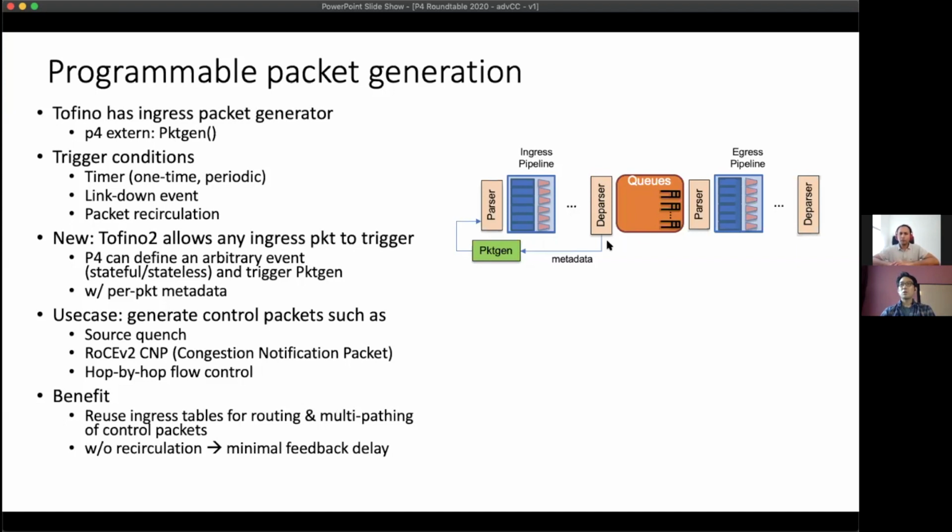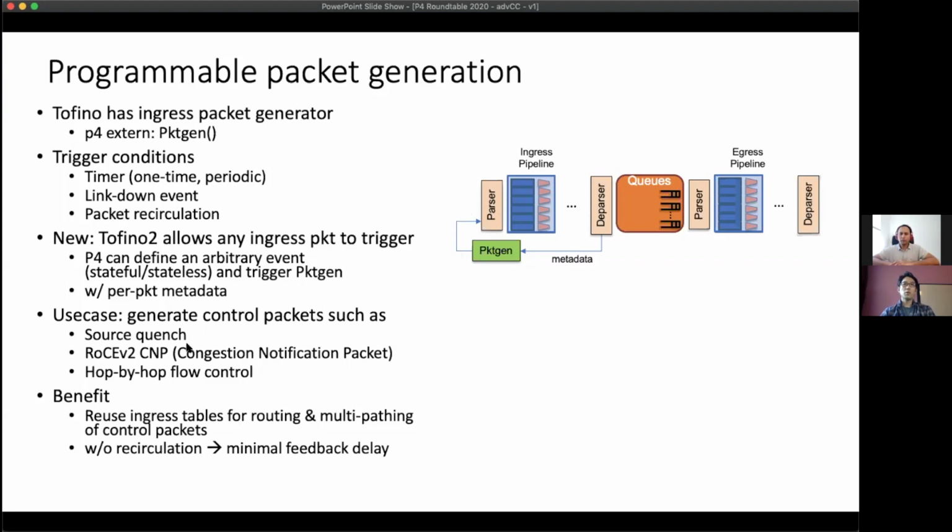While doing so, for the ingress packet in P4, you can define any arbitrary metadata and provide it to the packet gen engine. And then that information will be prepended to the new packet generated by the packet gen engine, so that the ingress pipeline can make use of this additional metadata for routing or any other stateful process.